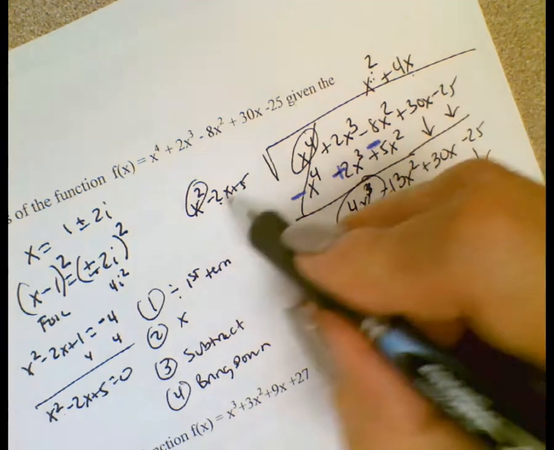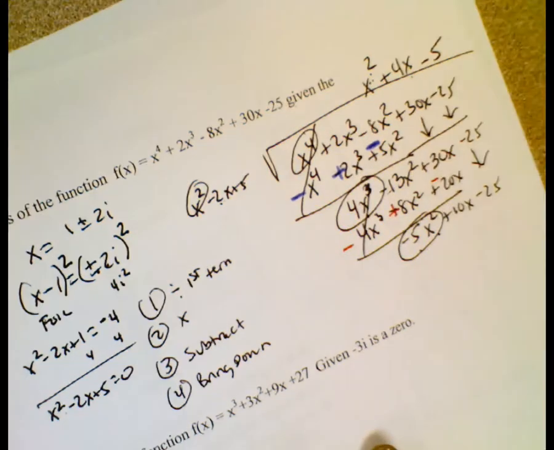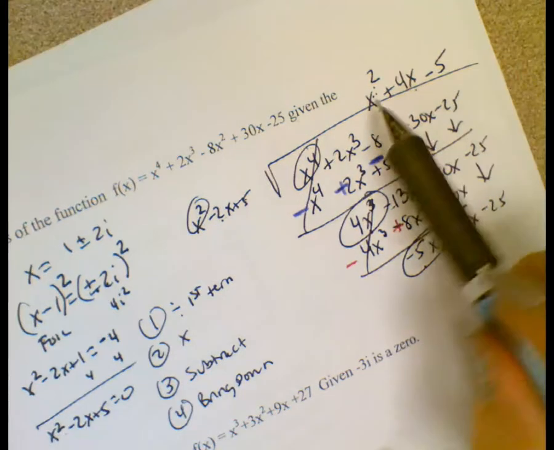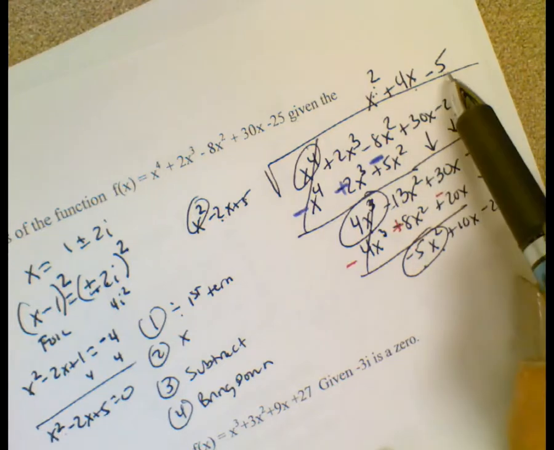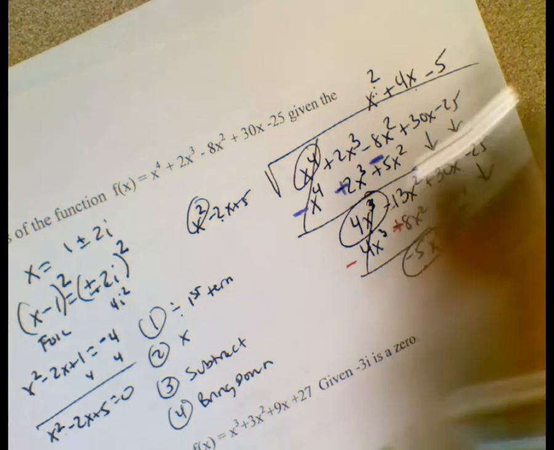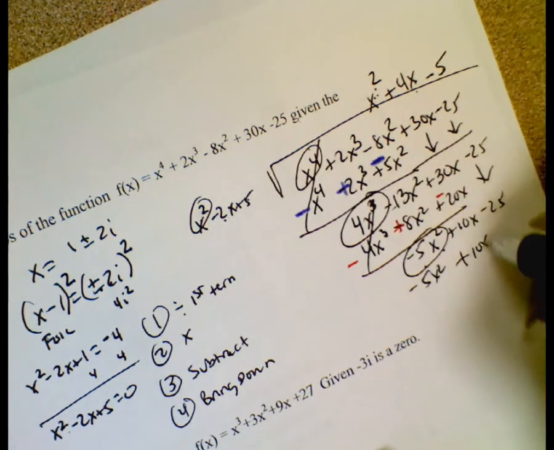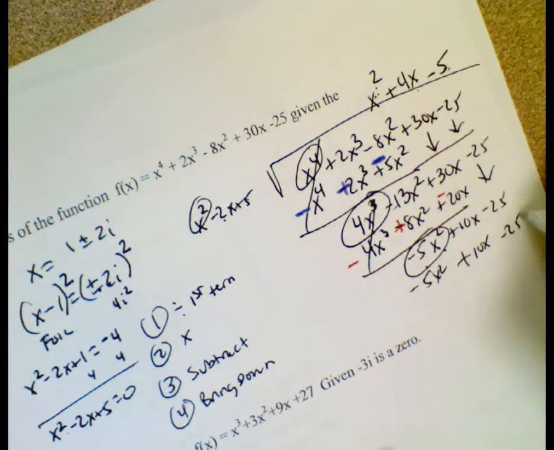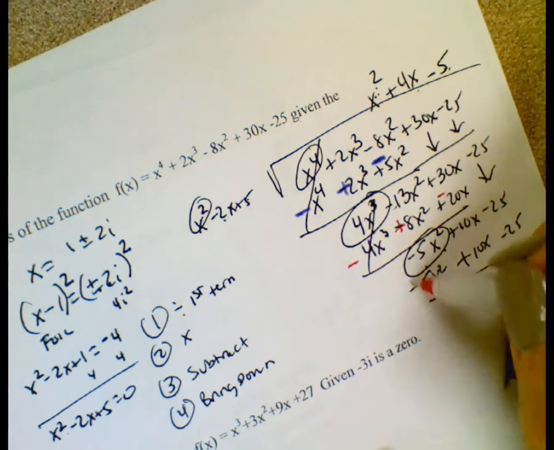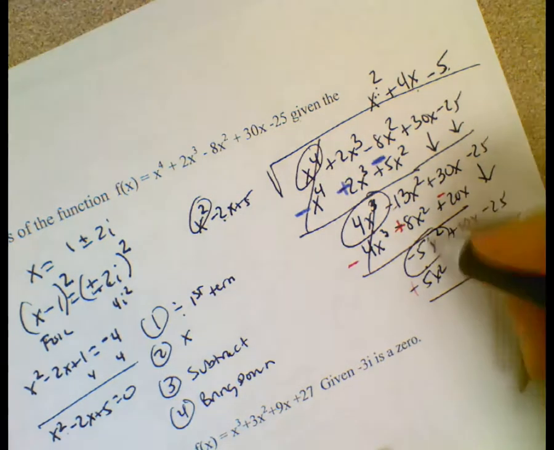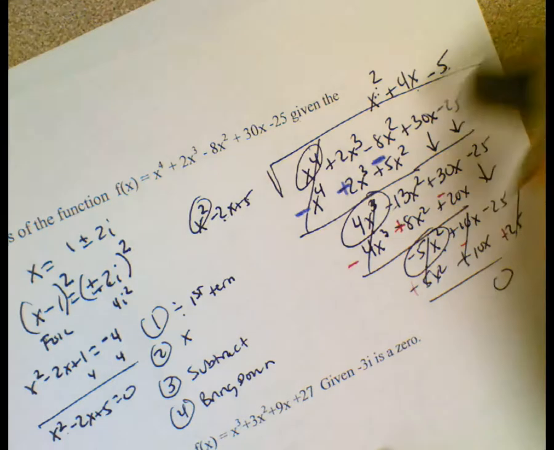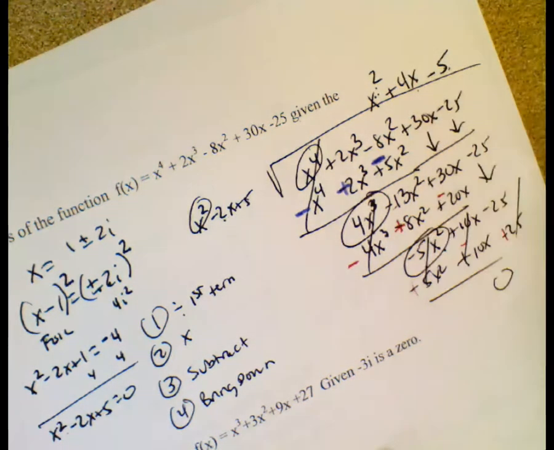What's negative 5x squared divided by x squared? And it should be negative 5. I should be done right now with that trinomial, but I'm just going to check to make sure I got a zero remainder. So negative 5 times this is negative 5x squared. Negative 5 times negative 2 is positive 10x. And negative 5 times 5 is negative 25. And if you change these signs, you get a zero remainder. So this is a root of that polynomial.